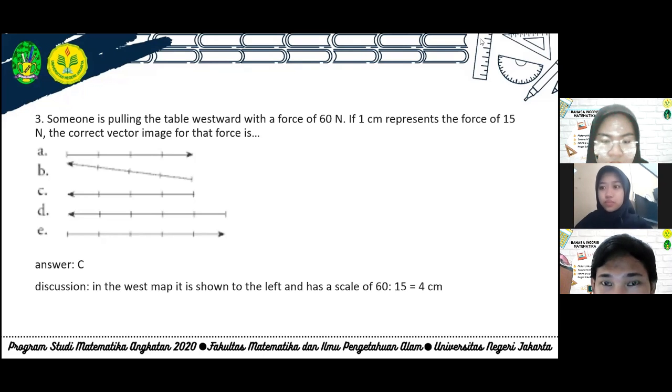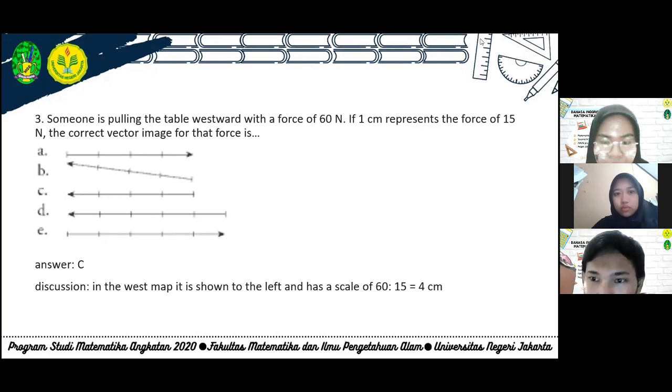Okay, to the presenter, can you explain why the answer is C? I want to know the reason, and why the other choices are wrong. You can explain from part A, part B, until part E. You can start with part A.